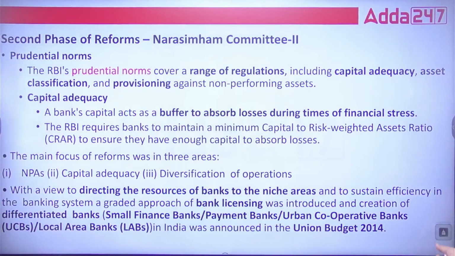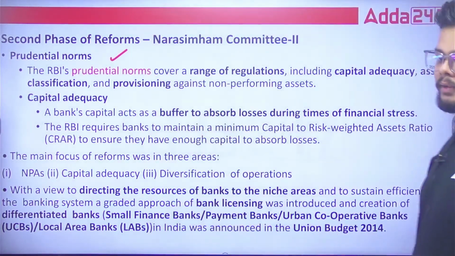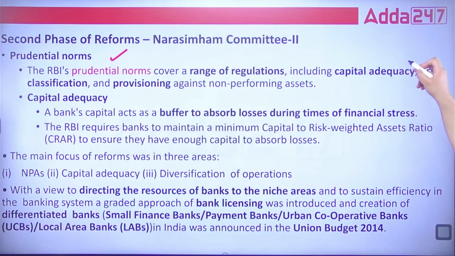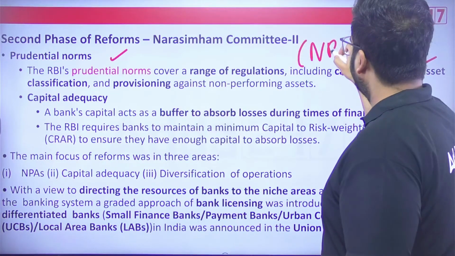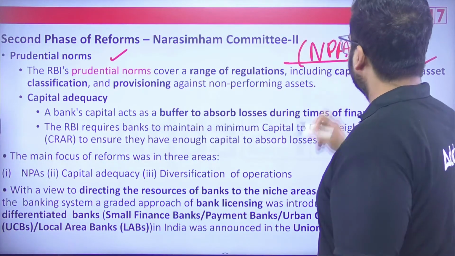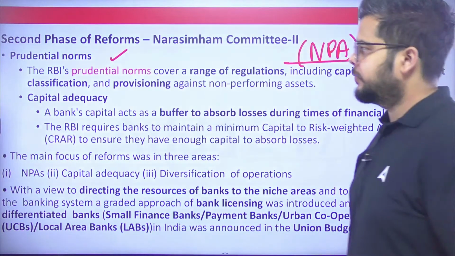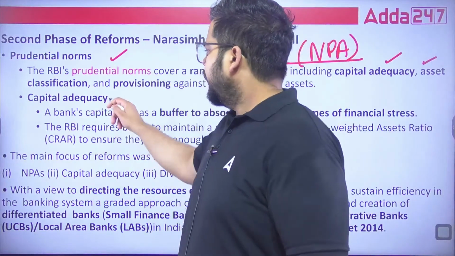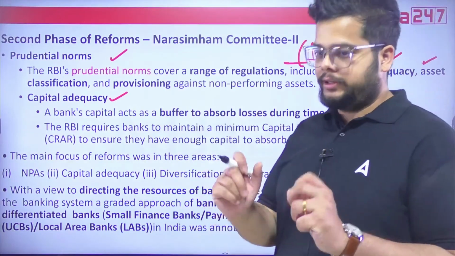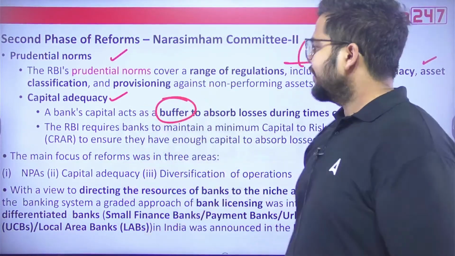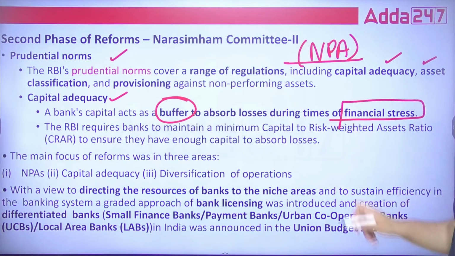Here you can see that the RBI's prudential norms cover a range of regulations and asset classification, capital adequacy. Particularly, RBI just wants that this level of NPA should not rise in our country. It must be under control. Next, capital adequacy. What is this capital adequacy? It is nothing but a buffer. Buffer against what? It acts as a buffer to absorb the losses during the time of financial stress.